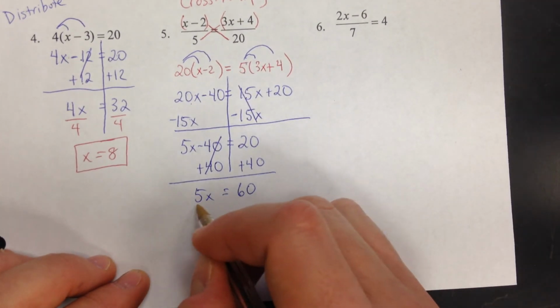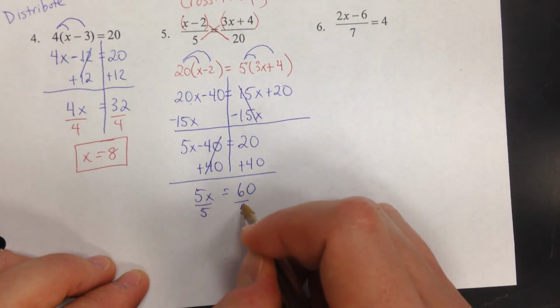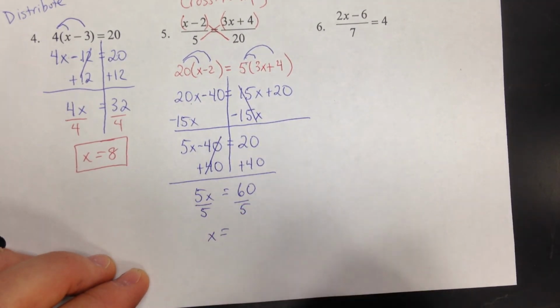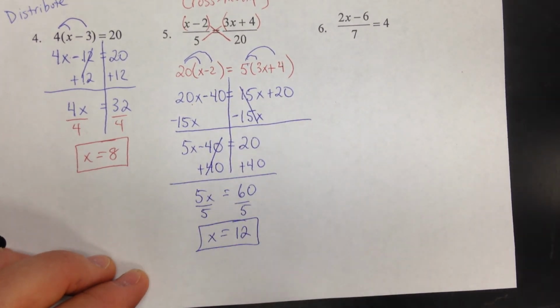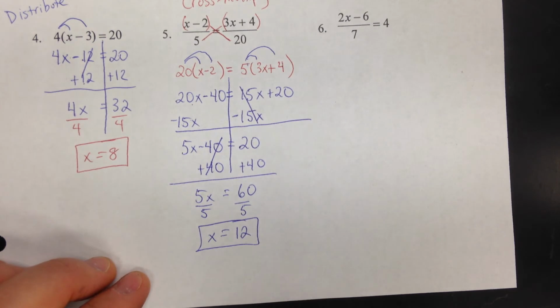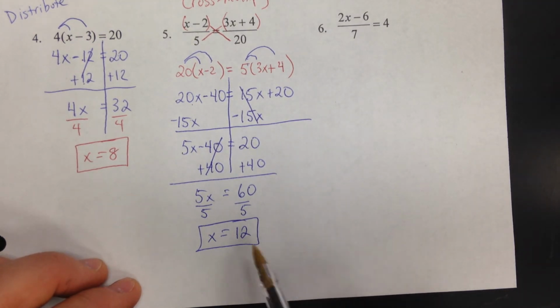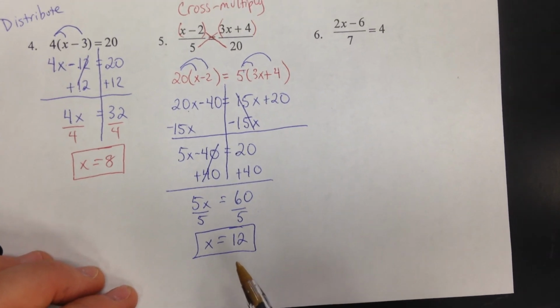And the last step here, we divide by 5, and we get x is equal to 12. And that, again, is the solution. That's a good answer. Now, you may get decimals. I don't know if any of these ended up being decimals. You might get decimals, you might get fractions. There's nothing wrong with that. You just want to check and make sure that it works.